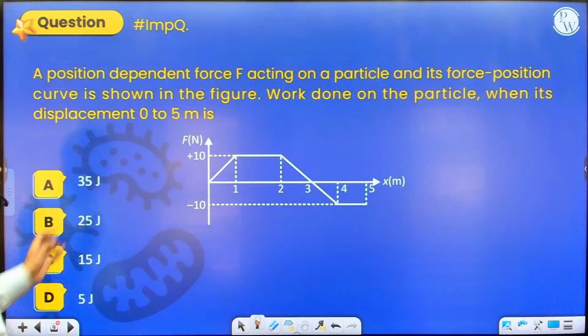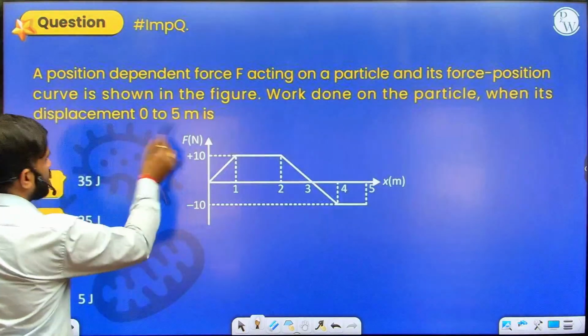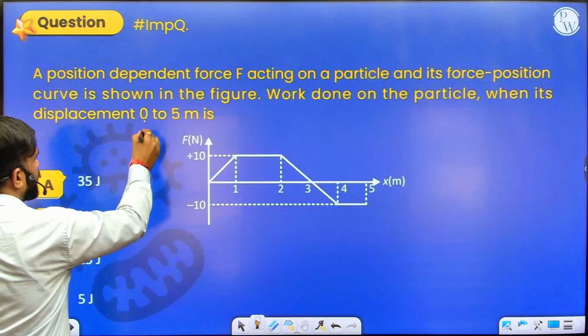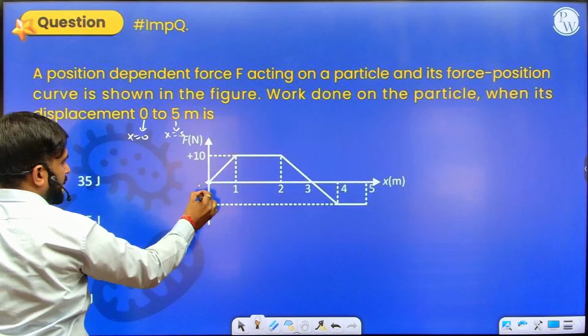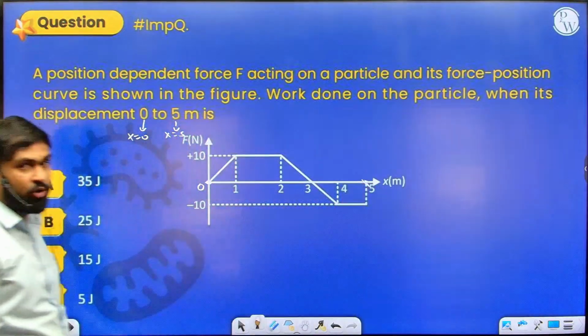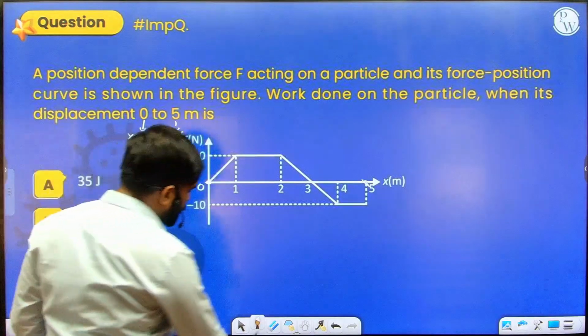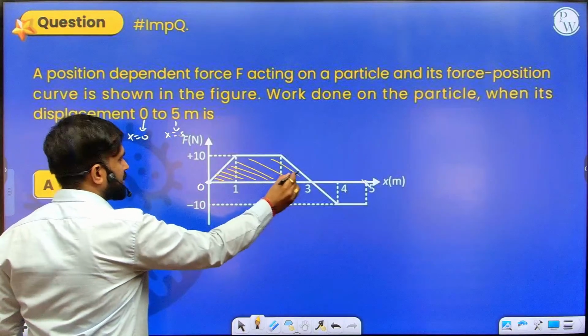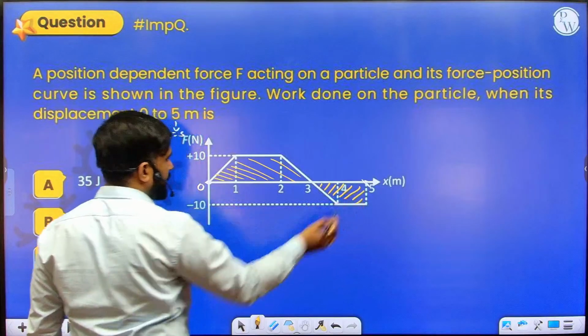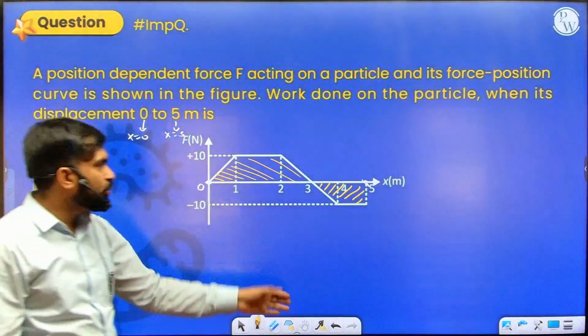Okay. So a position dependent force, force dependent on the position, acting on the particle. So a force versus position graph is given. Great. They are asking the work done on the particle when its displacement is 0 to 5. So the situation is that it's going from x equals 0 to x equals 5, like this. So from here 0 till 5, that's the problem. And overall the work done we need to find, so not an issue. I guess most of you would have already gotten the answer. You very well know what we have to do. The upper area positive, lower area negative.